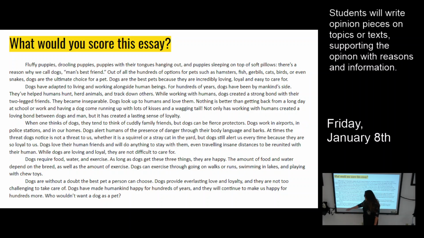Conclusion paragraph. Dogs are without a doubt, that's very strong feeling there, dogs are without a doubt the best pet a person can choose. Dogs provide everlasting love and loyalty, and they are not too challenging to take care of. Dogs have made humankind happy for hundreds of years, and they will continue to make us happy for hundreds more. Who wouldn't want a dog as a pet?